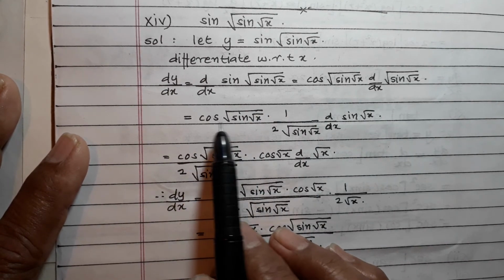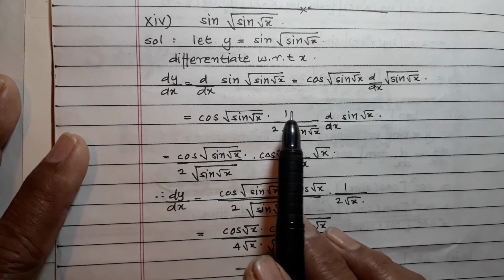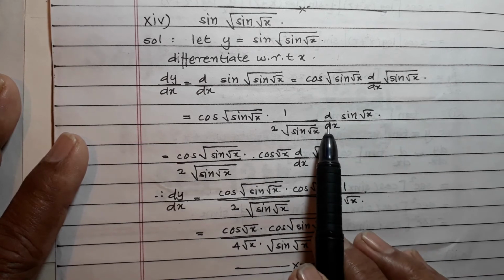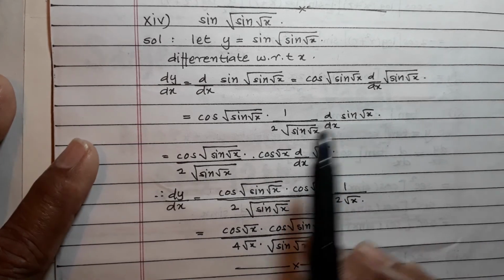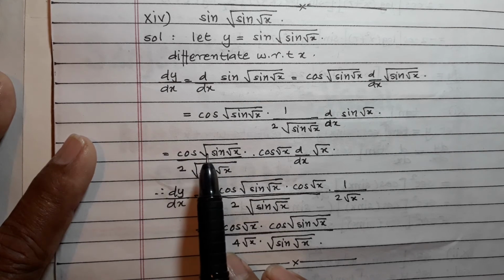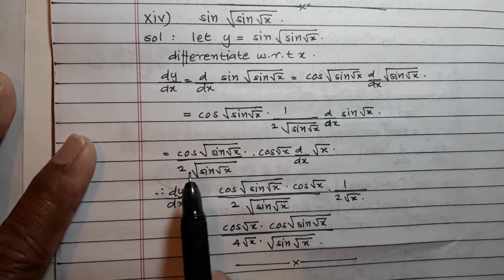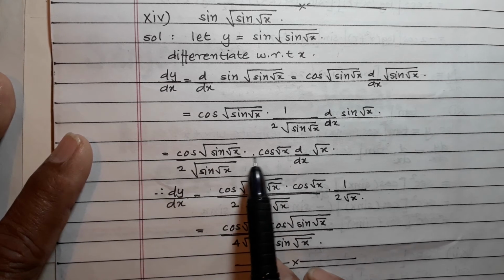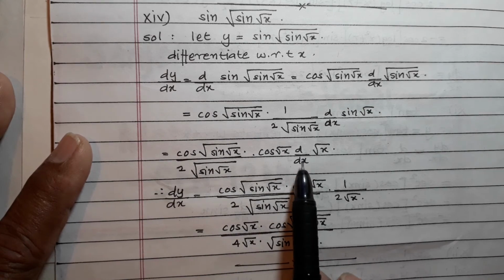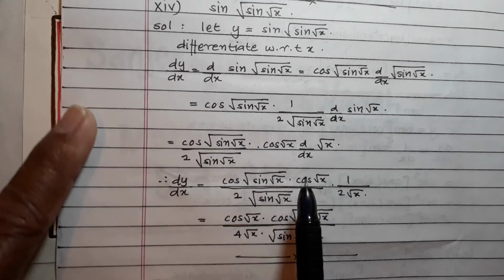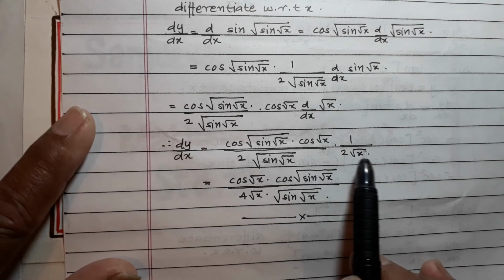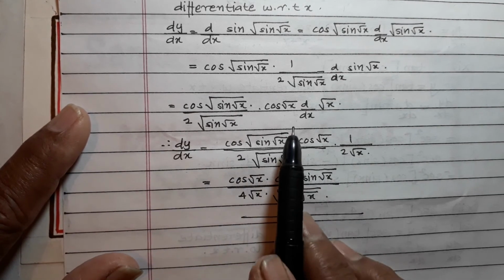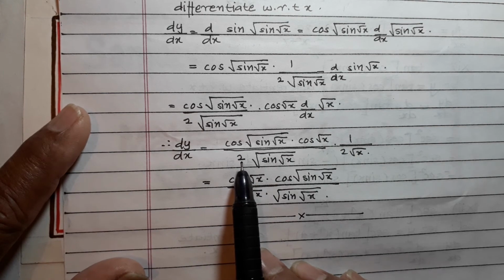Okay, so cos(√(sin √x)) into 1 upon 2√(sin √x) and the derivative of sin √x. So this is equal to cos(√(sin √x)) upon 2√(sin √x) into cos √x, and the derivative of √x is equal to 1 upon 2√x.